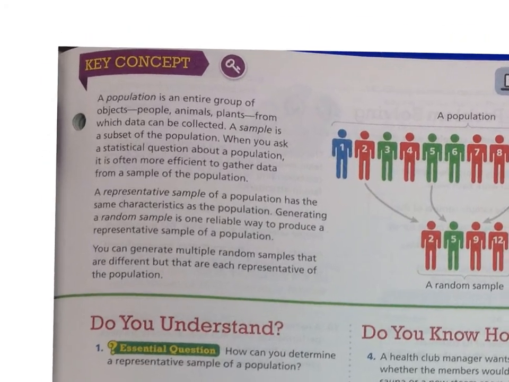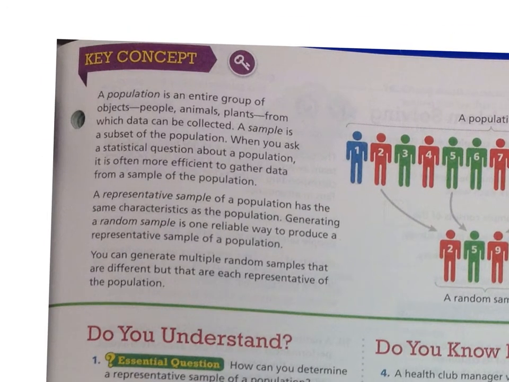So look at the key concept, just recapping things. Again, population is an entire group, that's everybody. A sample is a subset, so it's just picking part of the people from the population. And then a representative sample has characteristics of the whole population. And if we do a random sample, that's usually a way that we can get a representative sample.